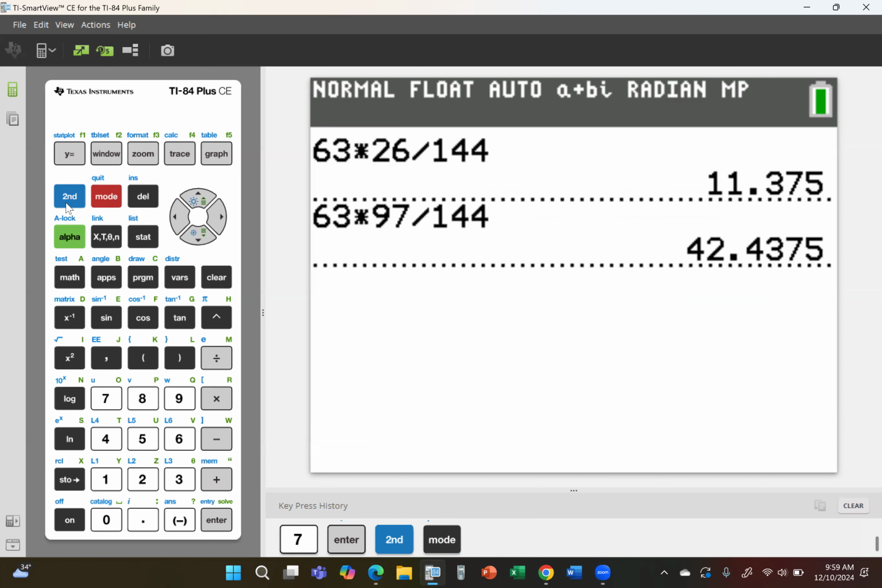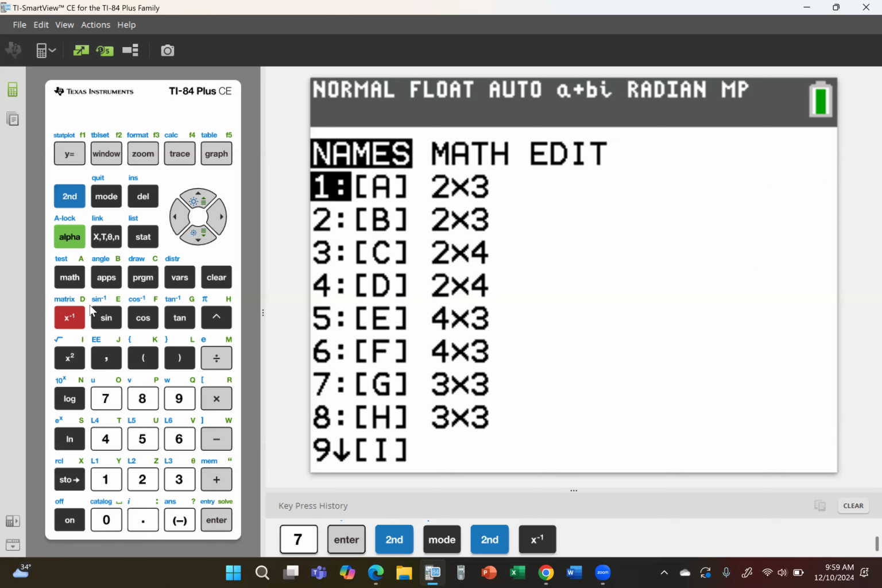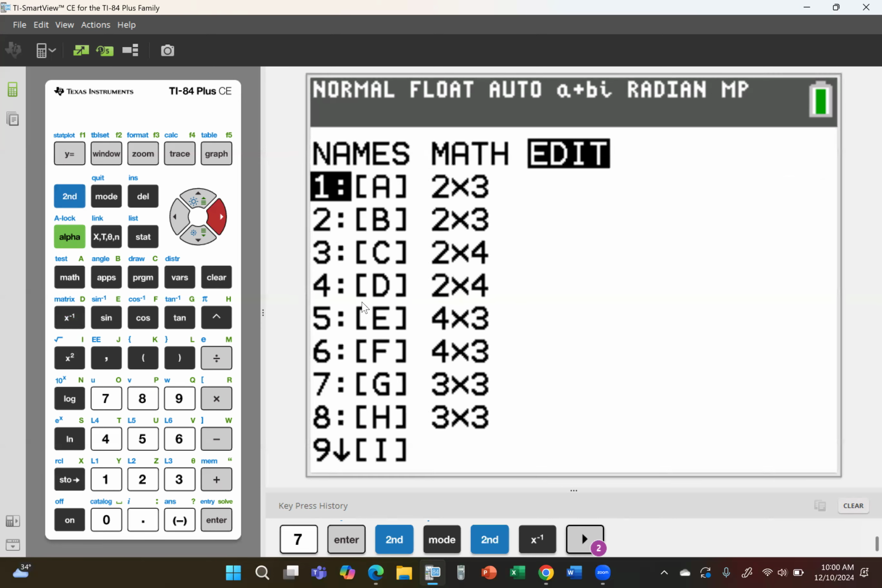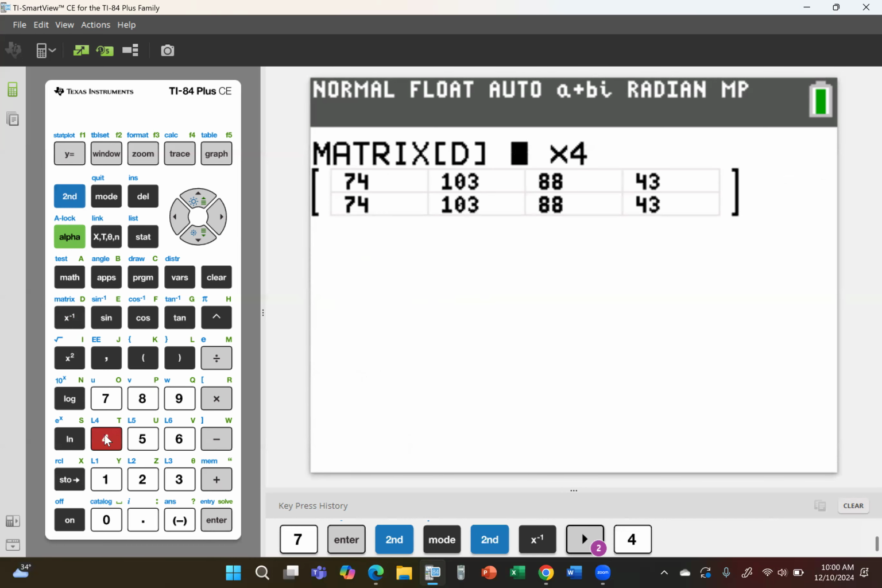So I'm going to get out of that matrix and we're going to go second matrix and I put it in D. When I'm taking a test or doing an assignment, I never delete the matrices till I'm done. I might as well leave them in there because I might want to go back and check my work. So I'm going to edit number 4. Okay, and then we're going to put this data in.